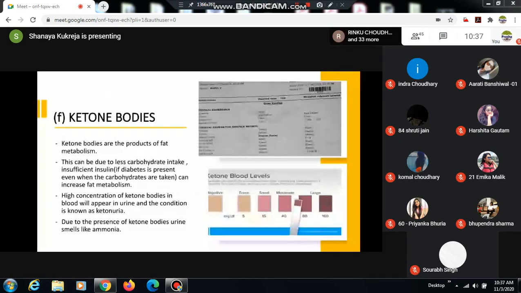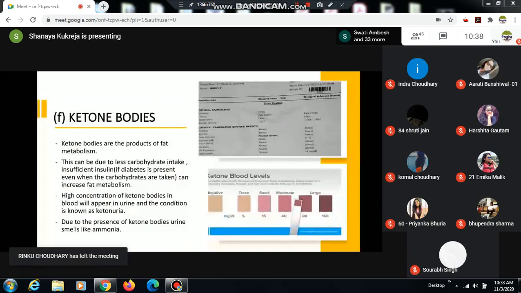Ketone bodies. Ketone bodies are the product of fat metabolism, which happens in cases of starvation or when the required amount of glucose isn't consumed, then the body starts burning fat for energy. The causes can be loss of carbohydrates or insufficient insulin. In diabetes, if carbohydrates are not taken, it can increase fat metabolism.